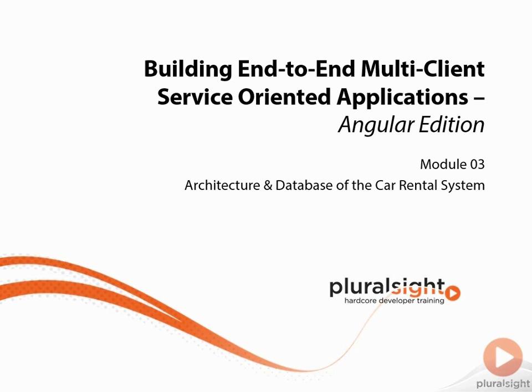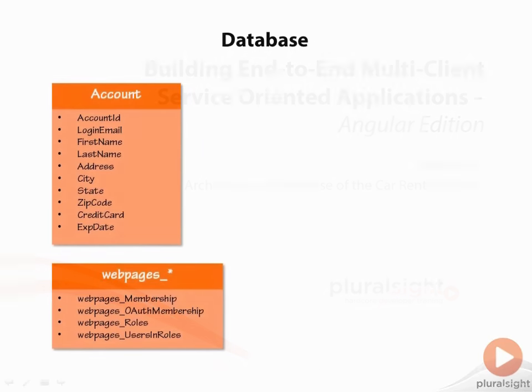In this module, I'll be covering the database layout of the case study app, as well as the architecture and the service breakdown. The car rental application is going to use a total of just 4 tables created by me, and the rest of them are created by ASP.NET. The first table is the account table, and this is simply going to store all user account information, or should I say customer account information.